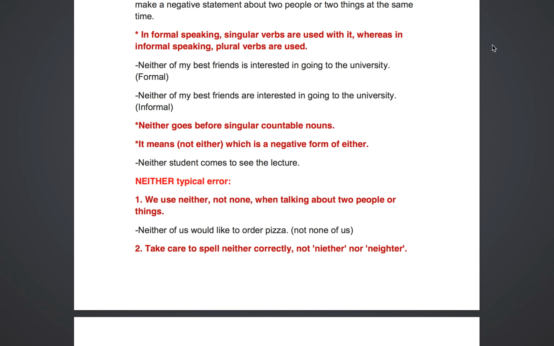The most important thing in English, in every tense or anything we have, is meaning. So before you apply the formula or anything, you have to understand the meaning, because you may sometimes forget the formula, though you cannot memorize them. So depending on the meaning is very, very important. Neither of my best friends are interested in going to the university. No problem, but it's informal. You cannot use it in formal speaking or writing.